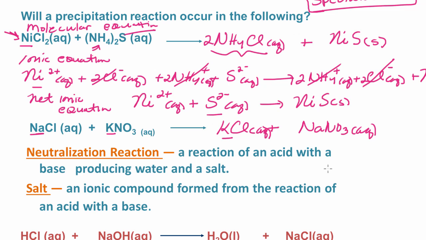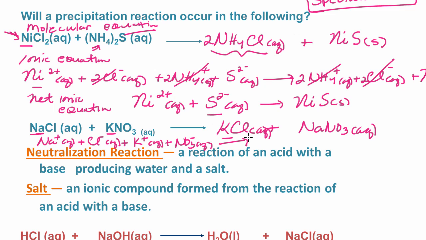Let's write the ionic equation for this. And what I'm going to have is, we've got sodium ions plus chloride ions, and the molecular equation is balanced, plus potassium ions plus nitrate ions.